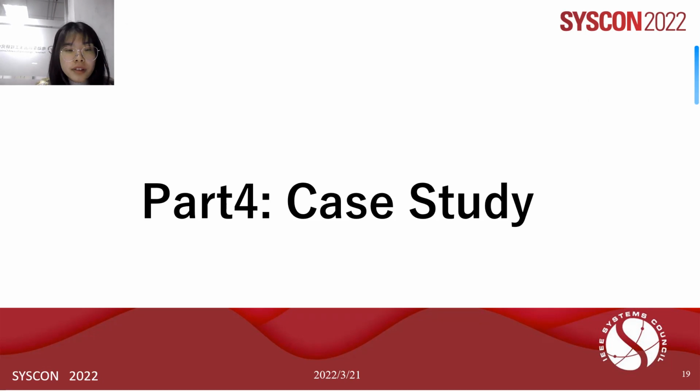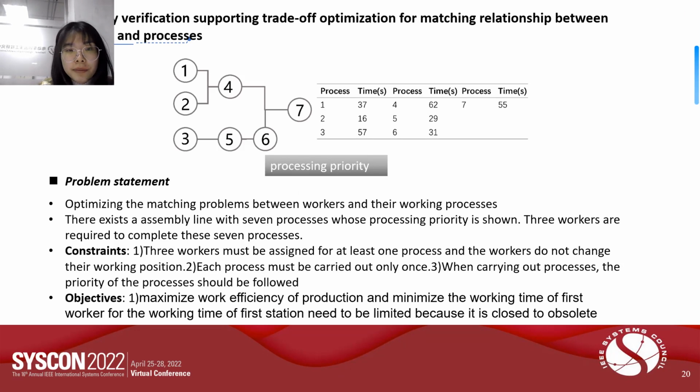And the next one is the case study. The case study is optimizing the matching problem between workers and their working processes. There exists an assembly line with 7 processes, whose processing priority is shown, and 3 workers are required to complete these 7 processes. Constraints and objectives are as follows. There are 3 constraints and 2 objectives.